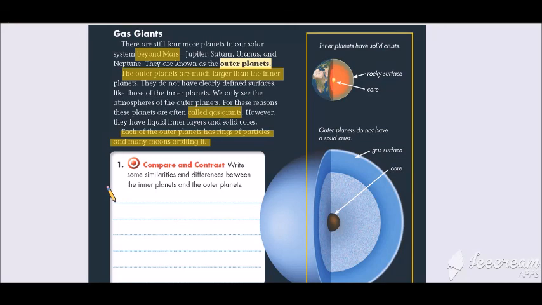So when he asks here about compare and contrast, write some similarities and differences between the inner planets and the outer planets. Can you solve it? Well, I need you to write at least three differences and three similarities between them.